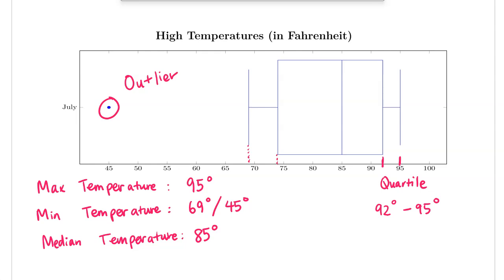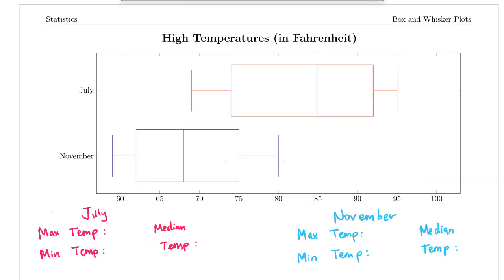Now, another really cool thing about box and whisker plots is we can use it to quickly make comparisons between two different data sets. Let's look at an example of that. All right, so in this graphic, we have box and whisker plots both for the month of July and November. So from this, we could very quickly read off the various values that we are looking for. So in July, our max temperature was 95 degrees, our minimum temperature was 69 degrees, and our median was 85 degrees.